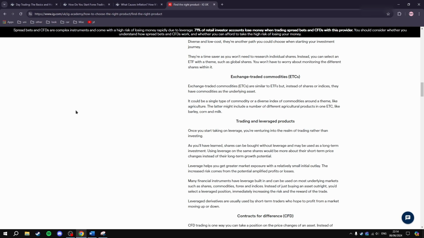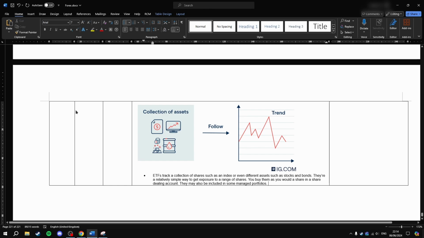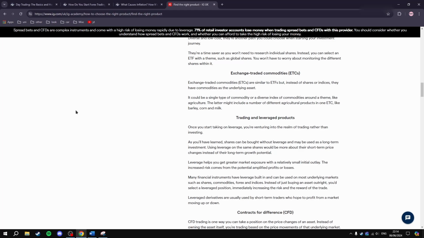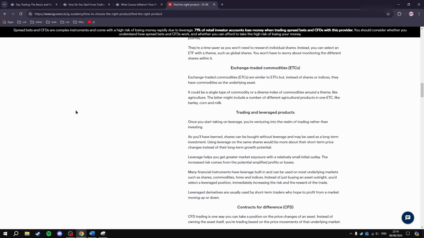Diverse and low cost, they're another path you could choose when starting your investment journey. They are a time saver as you don't need to research individual shares. Instead, you can select an ETF with a theme, such as global shares.